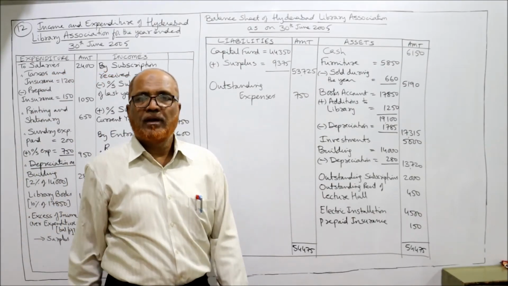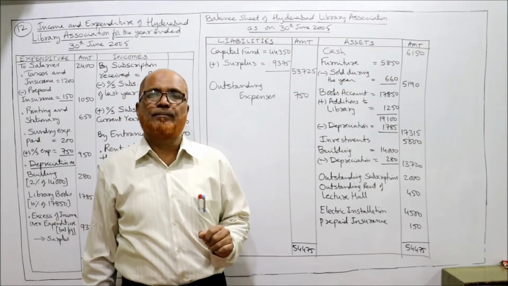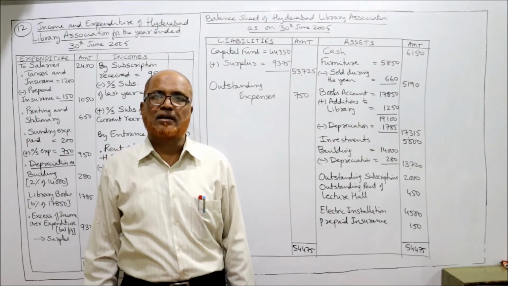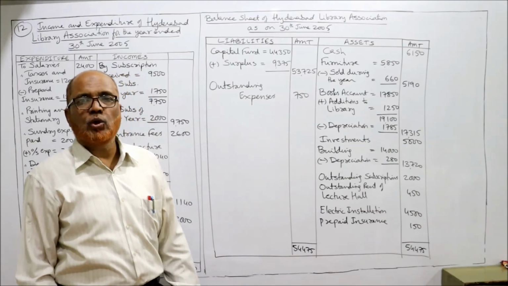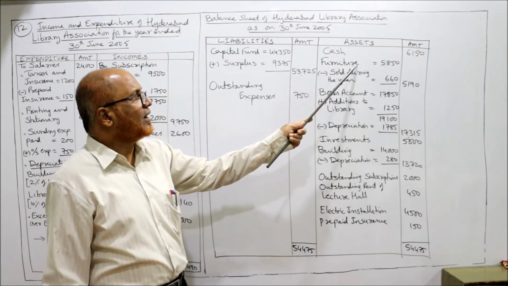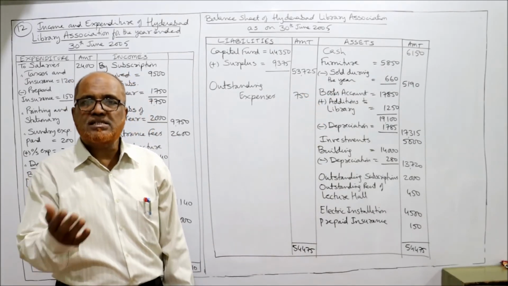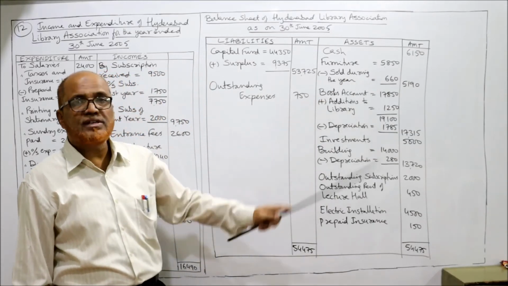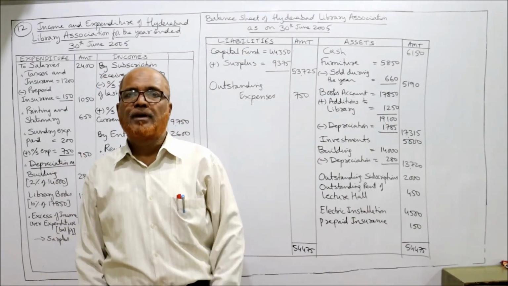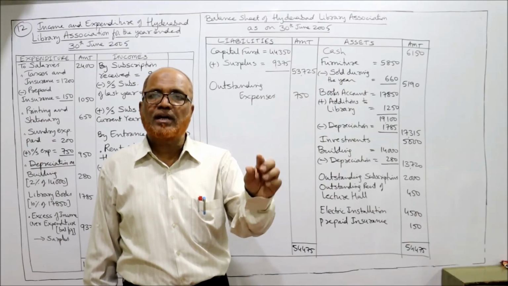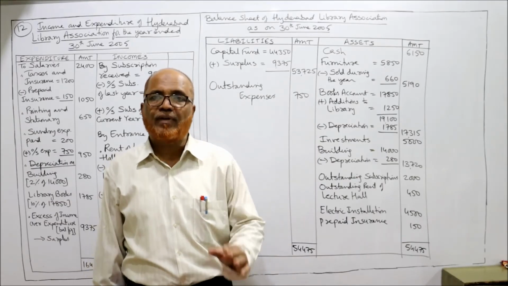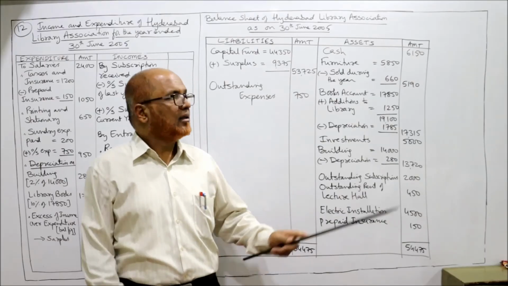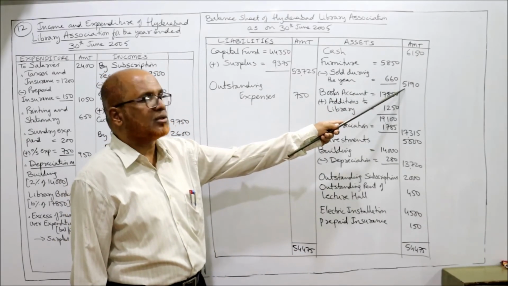Asset side, cash. Now we have to take the cash at the end of the year. So the last item of the receipts and payments account, right side, credit side, by balance carried down. So closing balance of cash 6,150. Furniture 5,850. Look at last year's balance sheet, item by item. So furniture was given 5,850. From this we subtract furniture sold during the year. On the receipt side you can see sale proceeds of furniture. Furniture was sold, for how much? 660. So we subtract what was sold, 5,850 minus 660, 5,190.